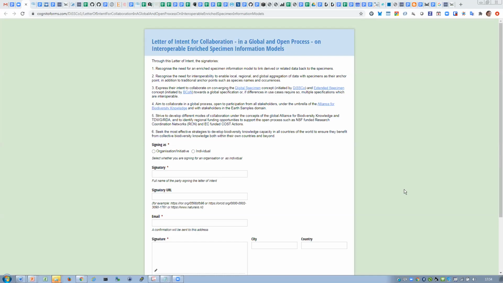As Andy already mentioned, we can also look at NSF funded research coordination networks, for instance, and in the European Union there are COST actions that could be used for this, etc. And then that we together seek the most effective strategies to develop biodiversity knowledge capacity in all countries of the world to ensure that they benefit from collective biodiversity knowledge, both within their own countries and beyond.